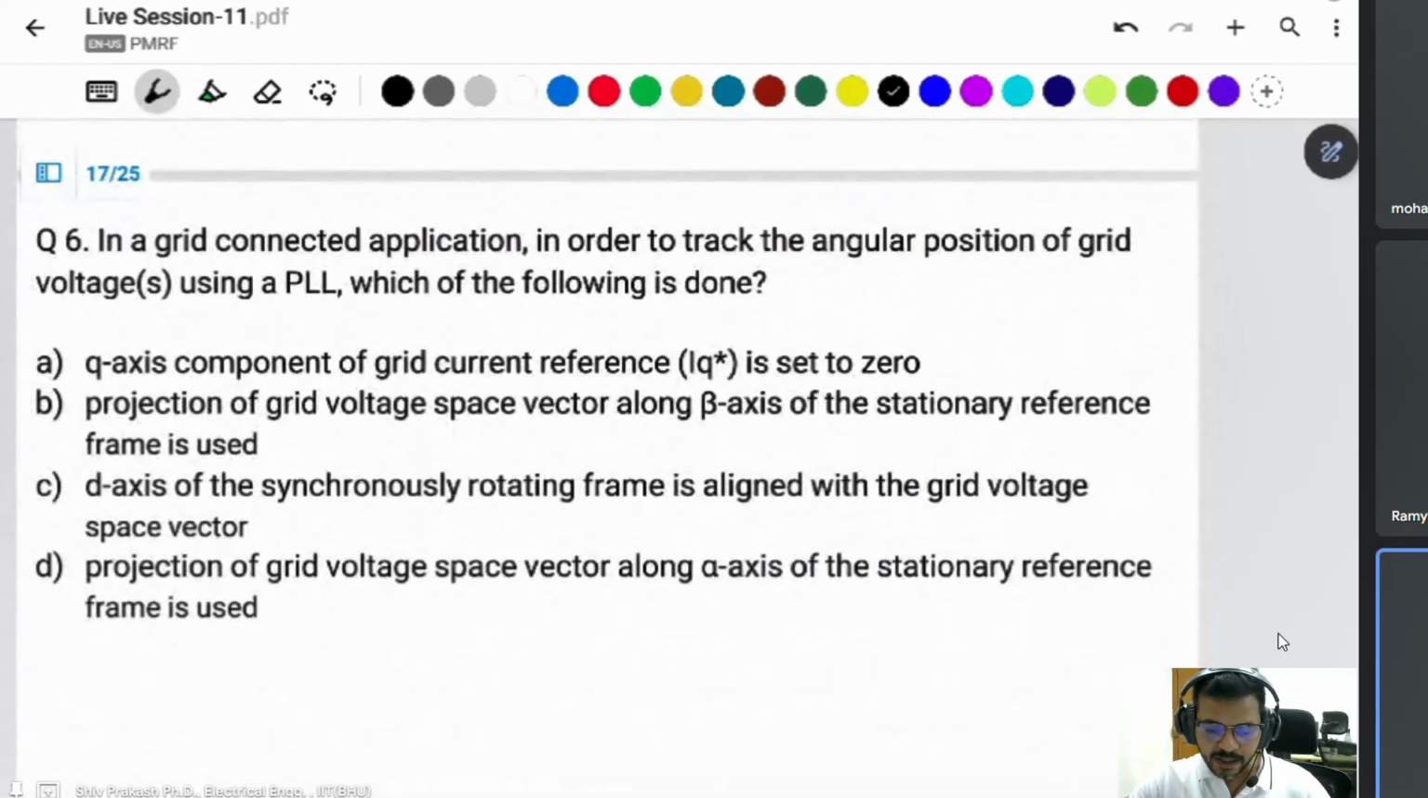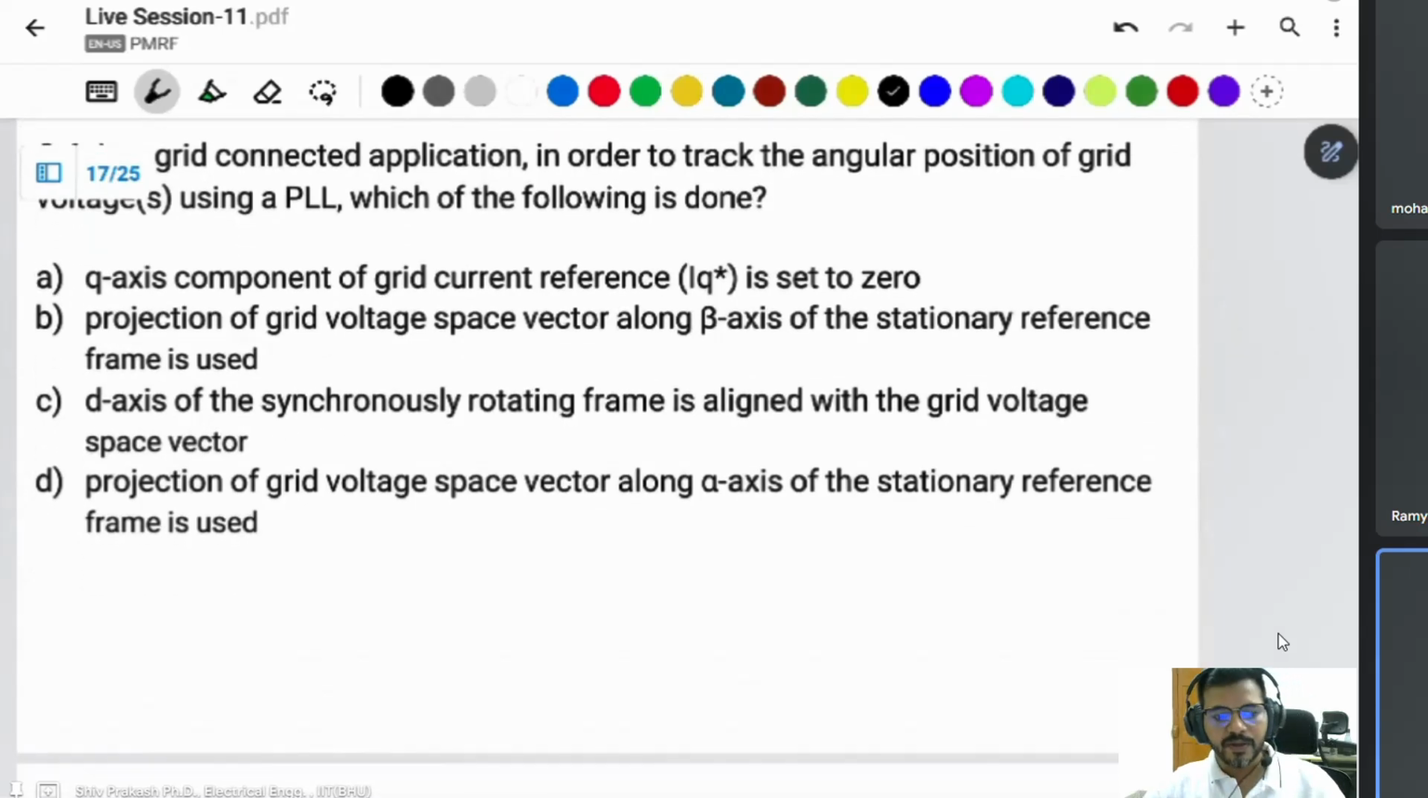In a grid connected application, in order to track the angular position of the grid voltage using a PLL, which of the following is done? Q axis component of grid current reference is set to 0. Projection of grid voltage space vector along the beta axis of the stationary reference frame is used, or the d axis of a synchronously rotating frame is aligned with the grid voltage space vector. Last, projection of the grid voltage space vector along the alpha axis of the stationary reference frame is used.